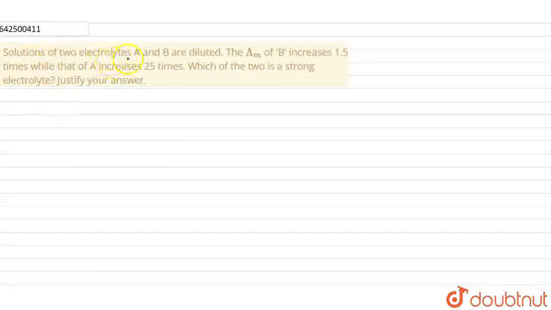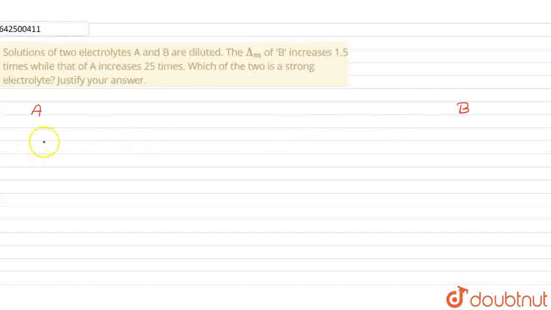Solutions of two electrolytes A and B are diluted. The lambda m of B increases 1.5 times while that of A increases 25 times. Which of the two is a strong electrolyte? Justify your answer. Now, we have been given electrolyte A and electrolyte B, right?